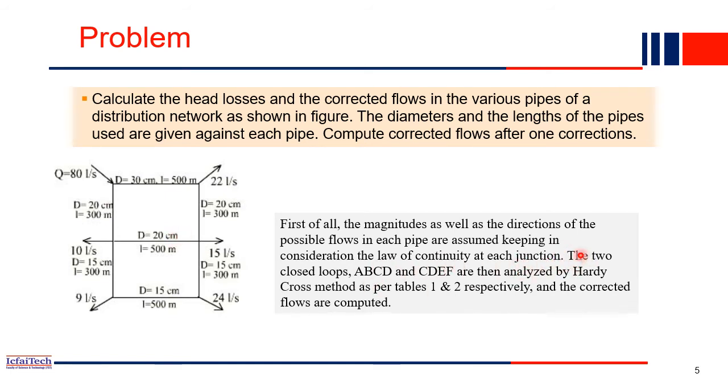Continuity you have to follow. So the two closed loops A, B, C, D. First you can consider A, B, C, D. Let me write it here. This is maybe one loop you can consider, A, B, C, D, and another one is C, D, E, F. So this is another loop you can consider. This is the first loop and this is the second loop, and you can find it out using the Hardy-Cross method which we discussed earlier, and we can compute.